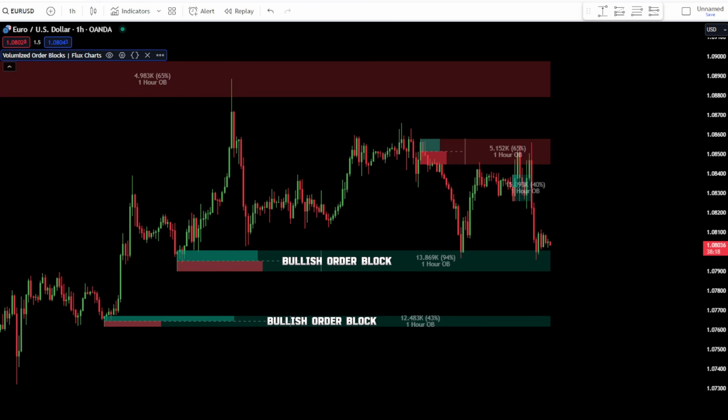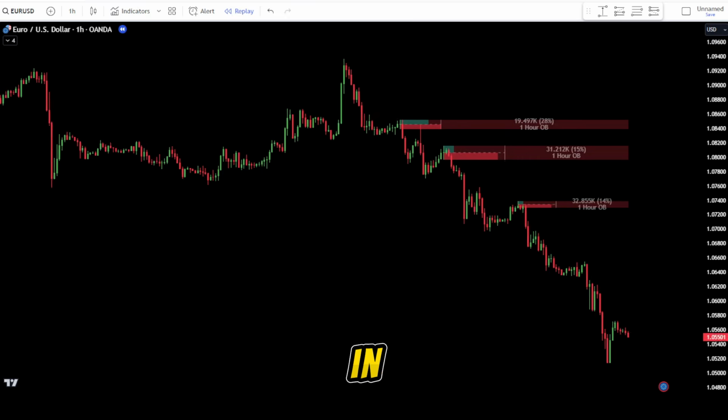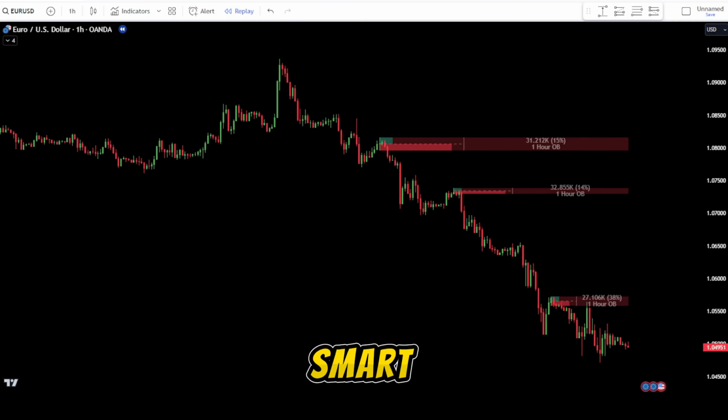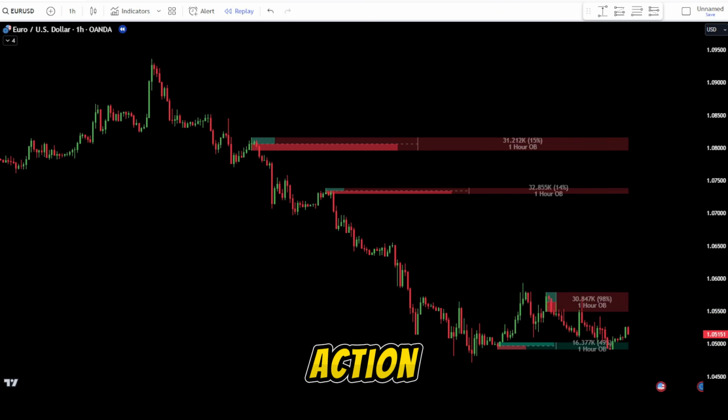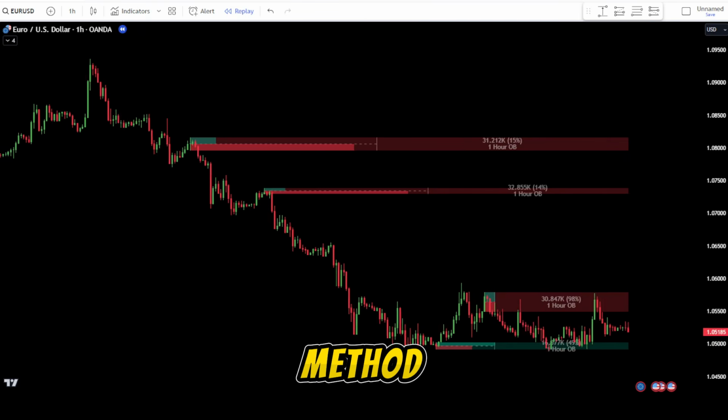A green-colored order block indicates a bullish order block, while a red one signifies a bearish order block area. Similar to other order block indicators, when the price enters a bullish order block, your focus should be on identifying the optimal point to place a buy order. On the other hand, if the candlestick enters a bearish order block, your focus should be on finding the best point to place a sell order. However, in line with the title of this video, the smart money concept trading strategy will incorporate volumetric order blocks and price action. Let's delve into the first method.